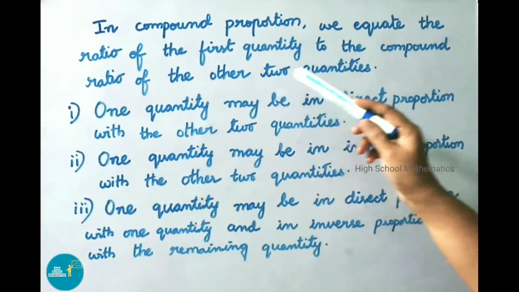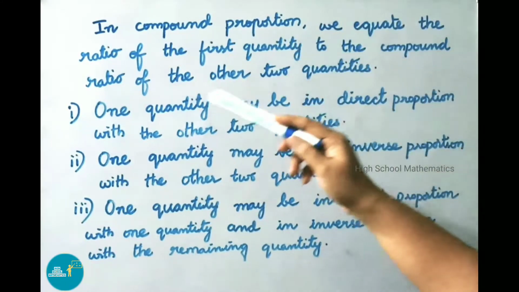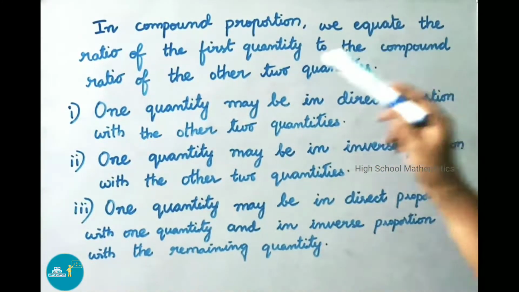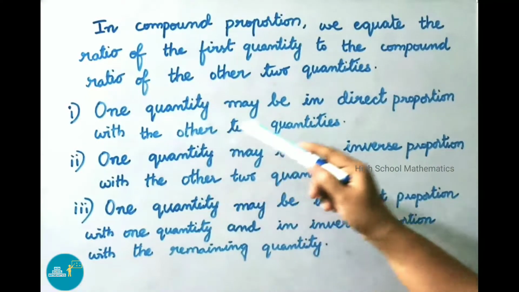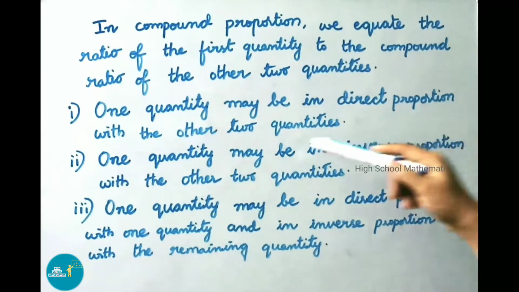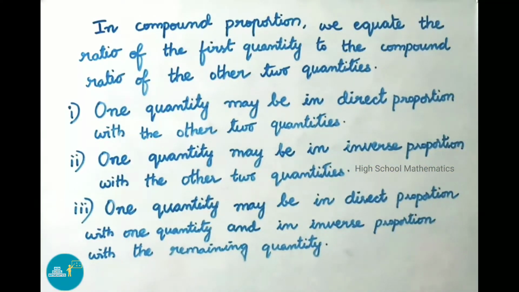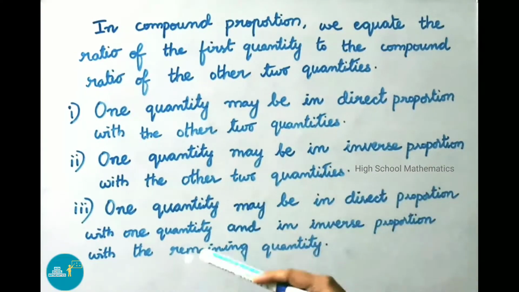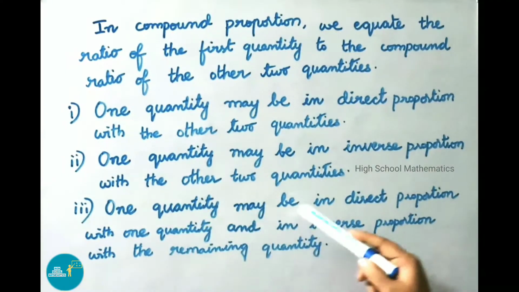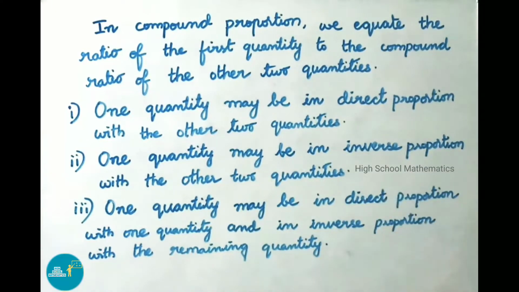In compound proportion, we equate the ratio of the first quantity to the compound ratio of the other two quantities. First one is one quantity may be in direct proportion with the other two quantities. Second method is one quantity may be in inverse proportion with the other two quantities. And third method is one quantity may be in direct proportion with one quantity and in inverse proportion with the remaining quantity. The third method we have seen in the previous example.